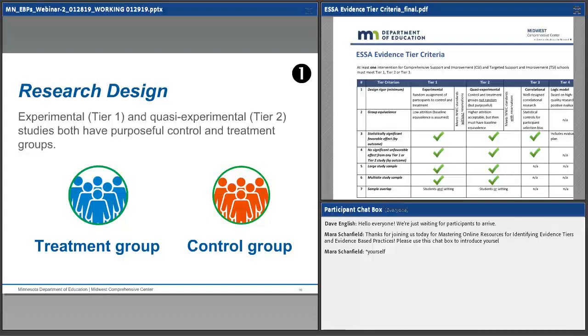Here we see, so again, I just mentioned that experimental and quasi-experimental studies both have control and treatment groups. So I want to just unmute the lines here for a second, and we'll also let you guys chat about this. Who can tell me what a control and treatment group actually are? So this is the first question I'm posing to you, so I expect the answers to trickle in slowly.